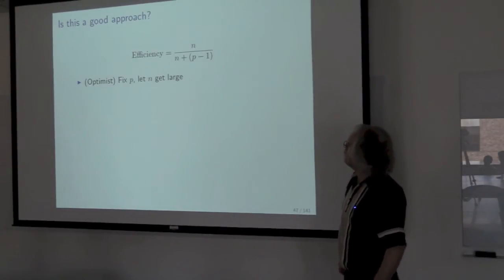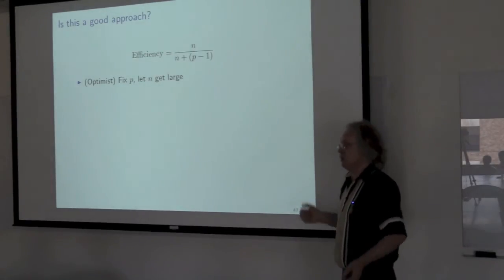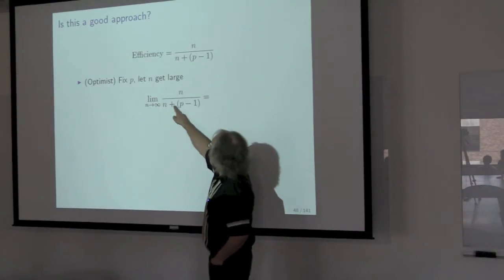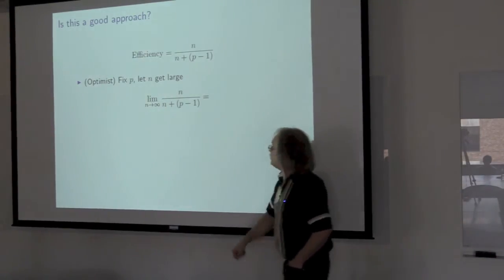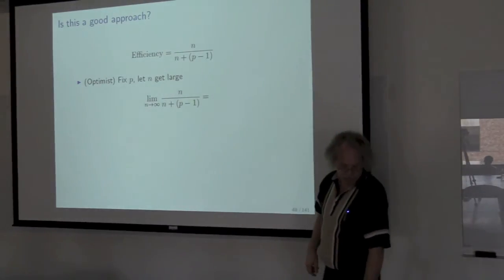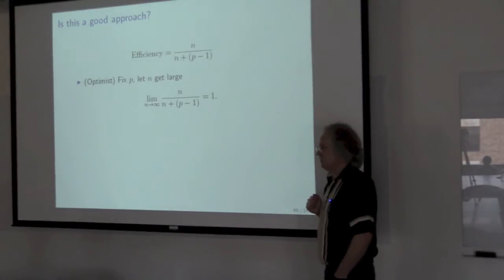Well, optimists would say, just fix the number of processors and make n really large. If you do that, p is fixed, n gets very large, and you notice that eventually this is inconsequential relative to n, and you get an efficiency of 1, which is the best you can do. This is good.